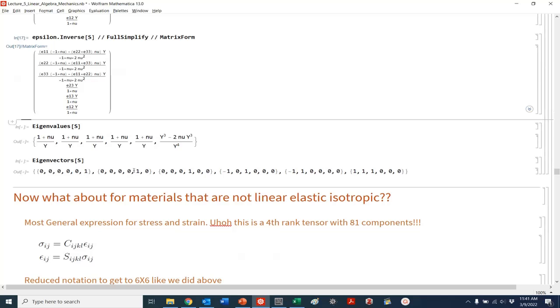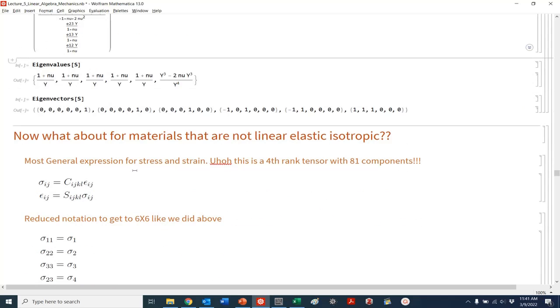Excellent. Next time we are going to get into materials that are not linear elastic isotropic, which are much more complex. We're going to look at a fourth rank tensor property, our compliance and stiffness tensors.